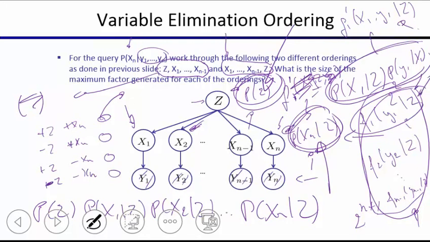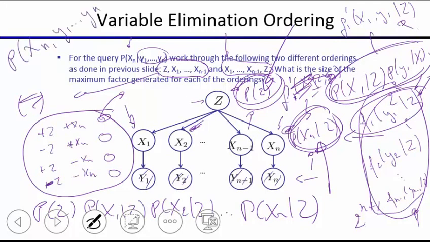You would have a table that expresses the joint between, well, after you have this table, you'd have something with z and xn. You'd sum out over z, which would result in a table that only involves xn as a variable. And that table will be the distribution for xn, comma, y1 through yn.